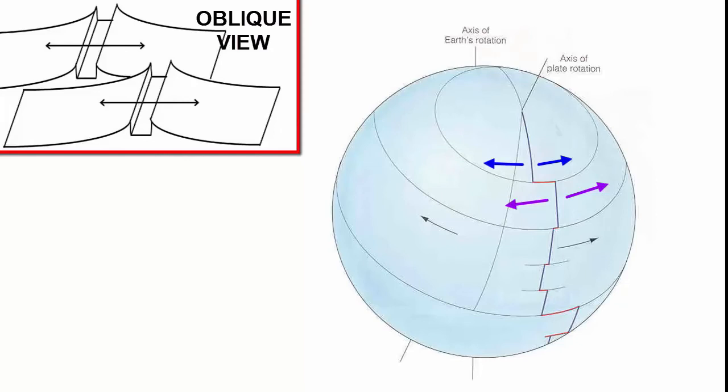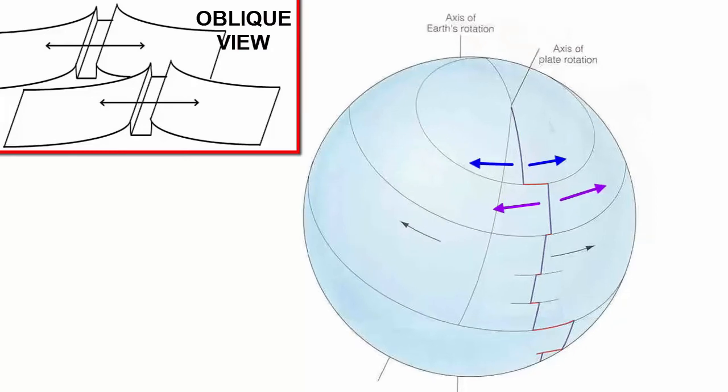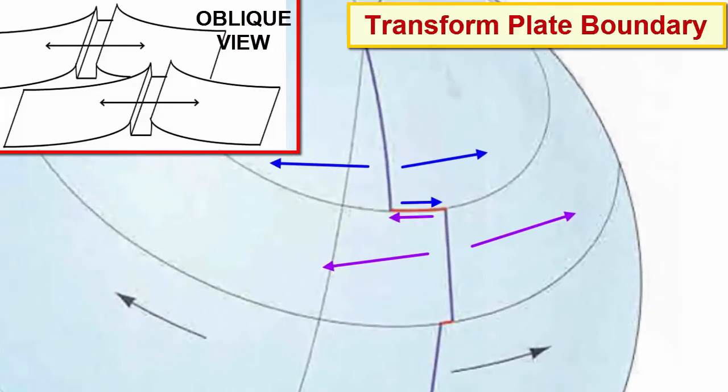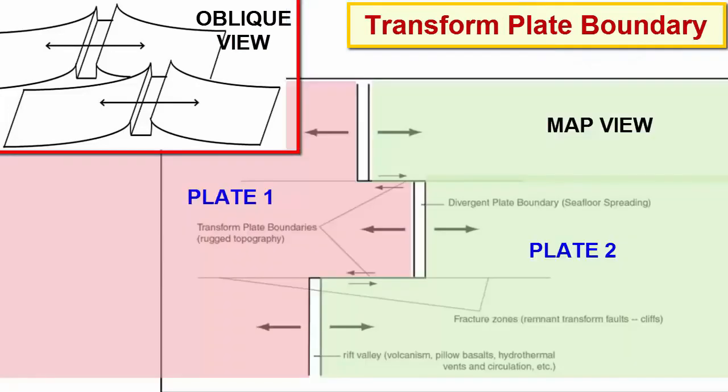To accommodate divergent motion along ridges that run along a spherical surface, the ridges break into sections, and each section is offset from the next one by a transform boundary. As this image shows, there are two plates, but in these zones, the boundaries are divergent. In these zones, the boundaries are transform.